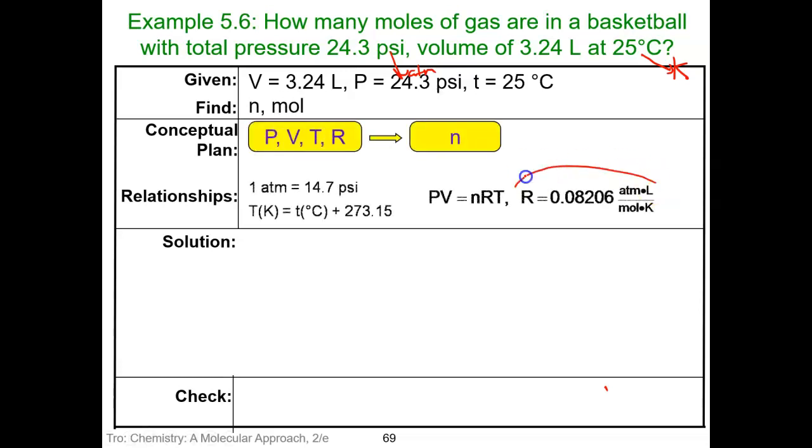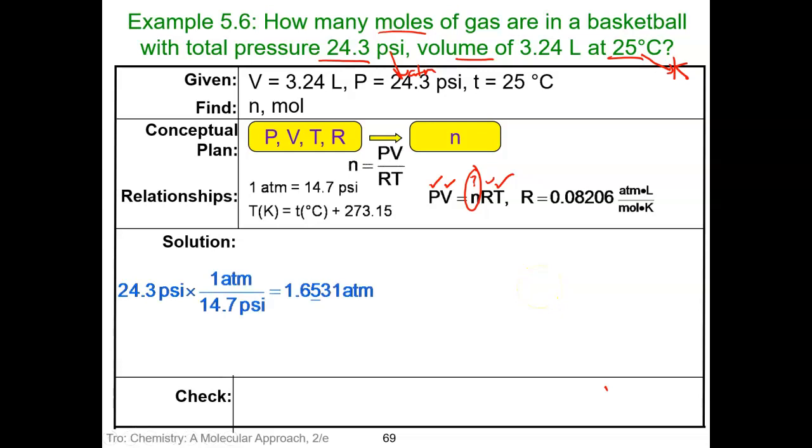Because whenever we use PV equals nRT, we have to make sure our units are in atmospheres, liters, moles, and Ks. How do we know we're going to use all of these? We look at it: pressure, check, volume, check, temperature, check, and we always have R. So we're going to use all of PV equals nRT, so we need to make sure we convert everything into the units that R is.